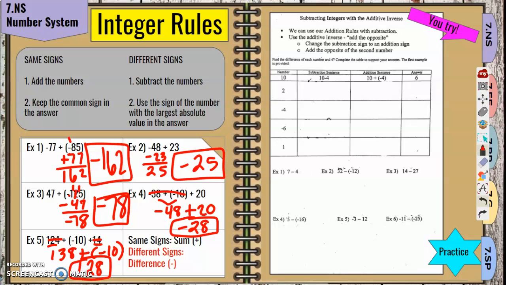An easy way for you to remember what to do: same sign, find the sum. Different signs, find the difference. And these are the rules that we're going to use when adding integers.